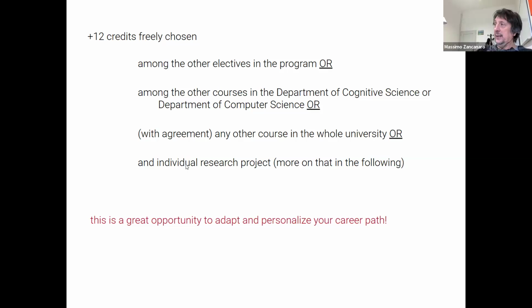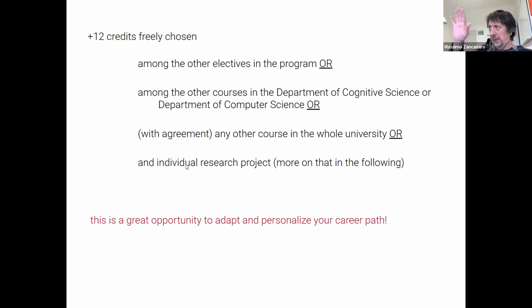So you can take the other electives in the program, the ones that you didn't choose, you have two other possibilities more. Or you can choose other courses in the Department of Cognitive Science or Computer Science. So whatever in the other masters you can choose. Usually our courses at the master are 6 credits, so you can usually choose two.